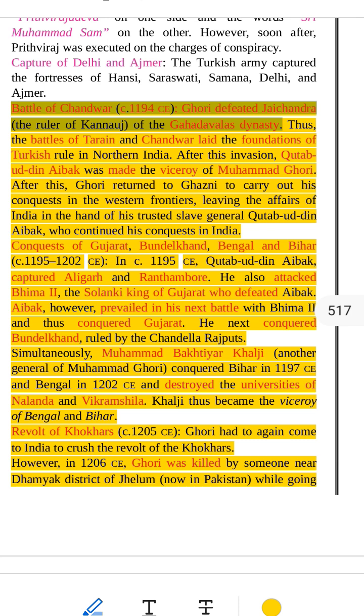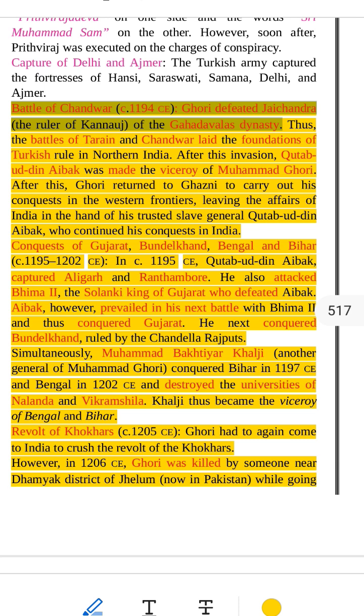Rule by people from Turkey or Central Asia, like Ghori and his generals, who spoke Turkish or were from Turkish-speaking regions. In northern India, in the northern part of India. Extra info. These two battles were like opening the door for foreign rulers from Central Asia to take control of large parts of India.